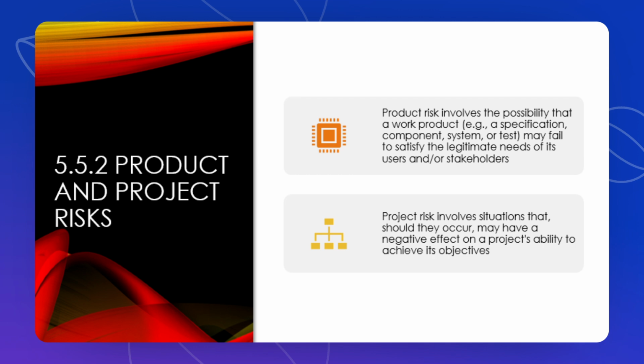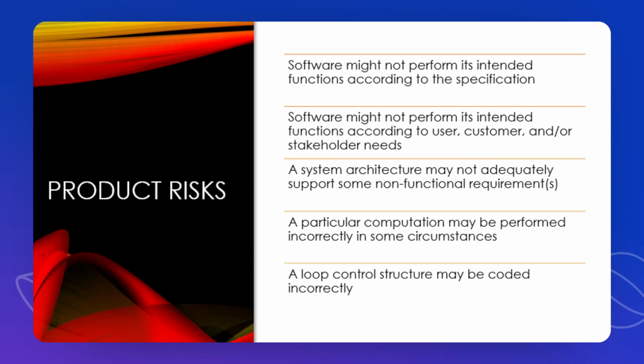Product-related risk is when our product is not working properly. Software might not perform its intended function according to specification. Software might not perform its intended function according to users' and stakeholders' needs. So these are related to product risk. Product is our code running, maybe in our production environment or in a local environment.